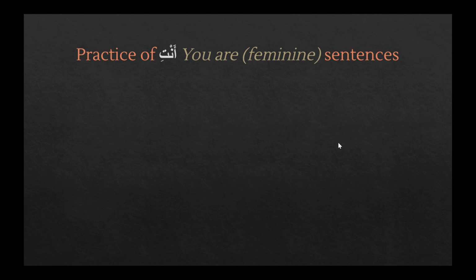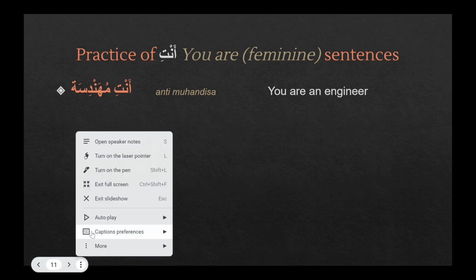So far, you have been learning the use of masculine gender. Now you're going to learn the use of feminine gender in personal pronouns. In Arabic, every noun is either masculine or feminine. So if you're talking to a woman, you say anti, which means you are feminine. Anti muhandisa means you are an engineer, a female engineer.